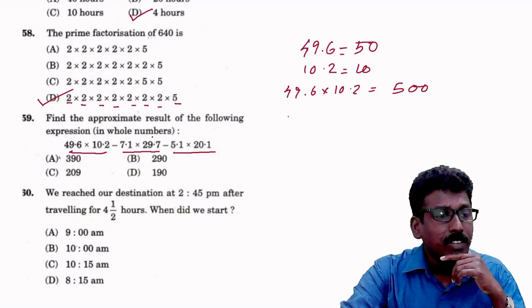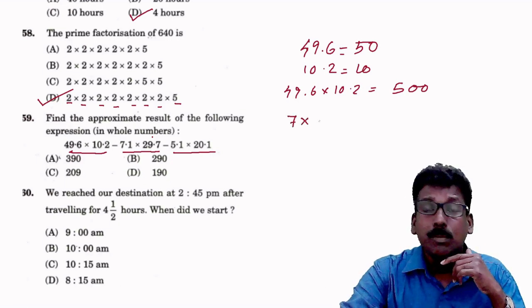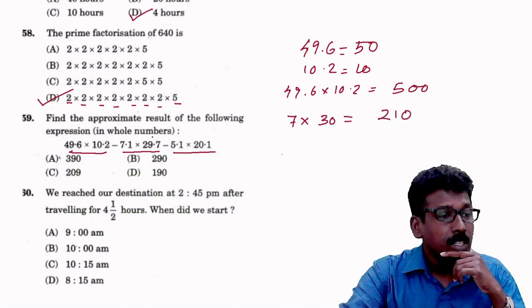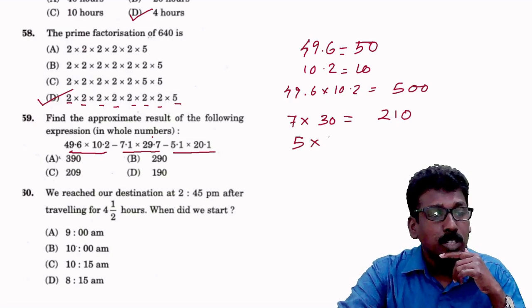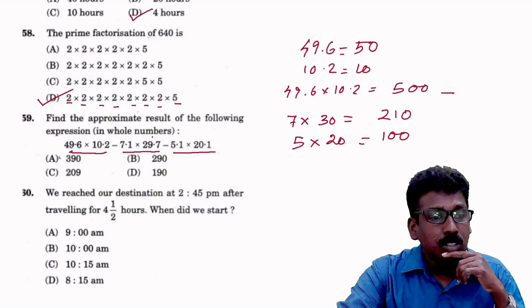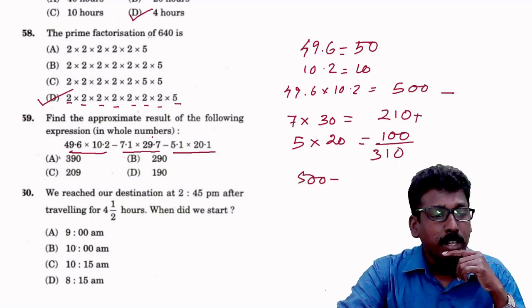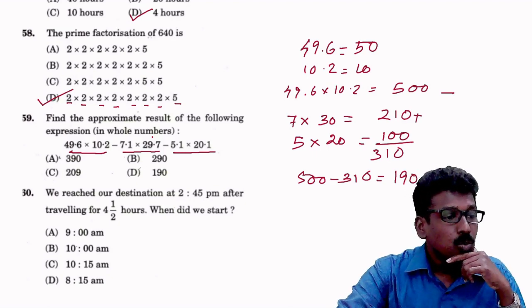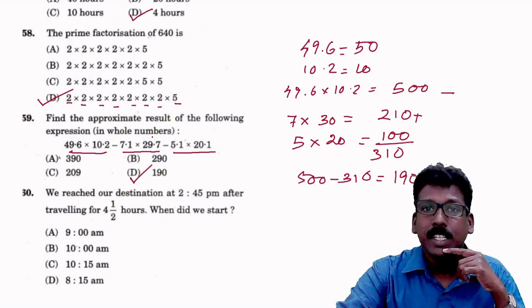Similarly, next one, 7.1, you can take it as 7. 29.7, you can take it as 30. So its answer is 210. And 5.1, you can take it as 5. 20.1, you can take it as 20. So 5 into 20, answer is 100. Now you have to subtract 210 and 100 from 500. So 210 plus 100, you will get 310. You have to subtract 310 from 500. So you will get 190 as answer. So correct option is D.